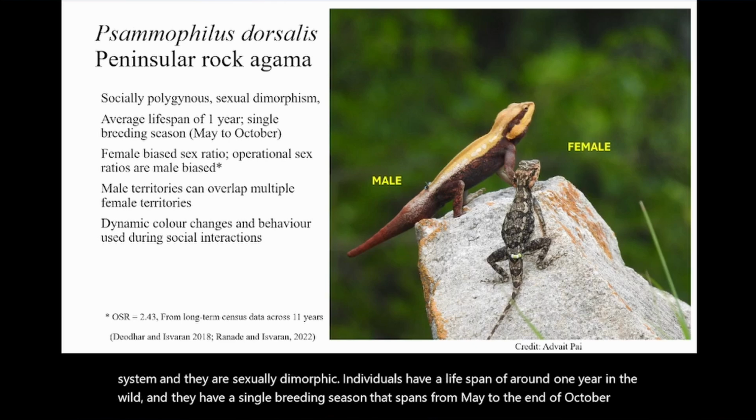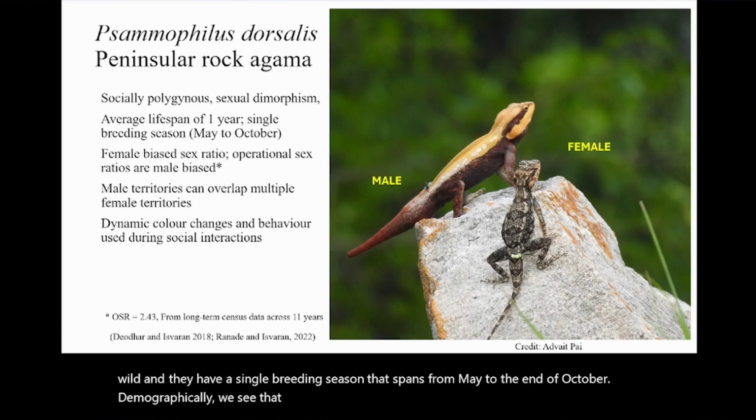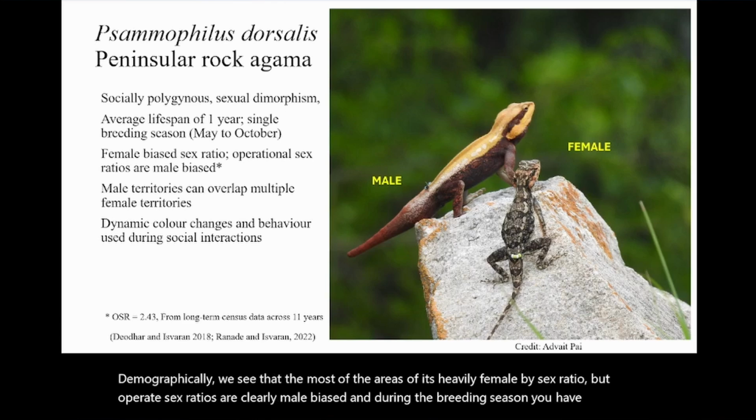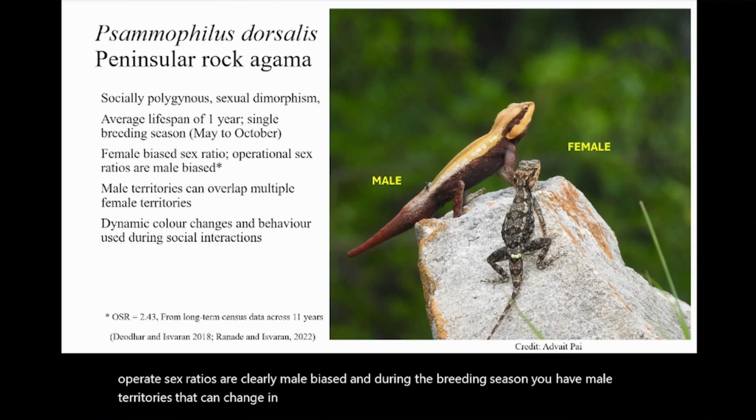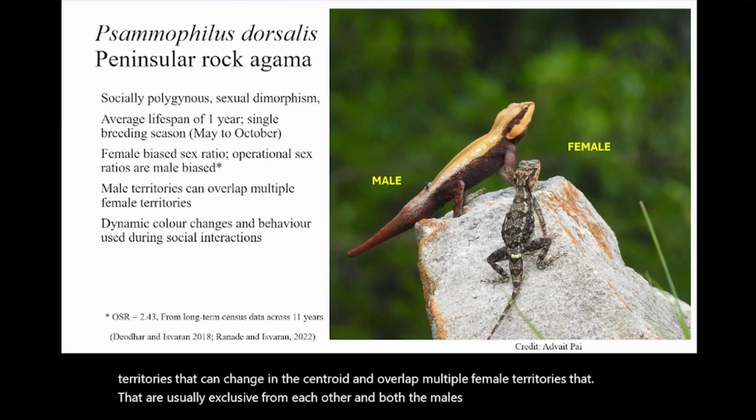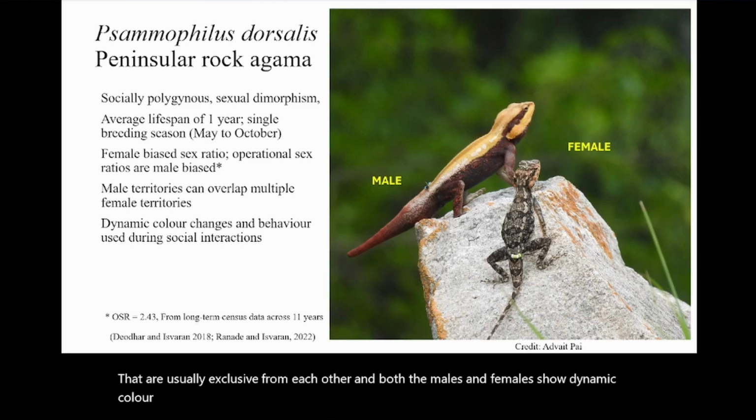Demographically, in most of the areas we see a heavily female-biased sex ratio, but operational sex ratios are clearly male-biased. During the breeding season, male territories can change in the centroid and overlap multiple female territories that are mutually exclusive from each other. Both the males and females show dynamic color changes and aggressive behaviors towards their competitors of the same sex, and also show interaction with mates during the breeding period.